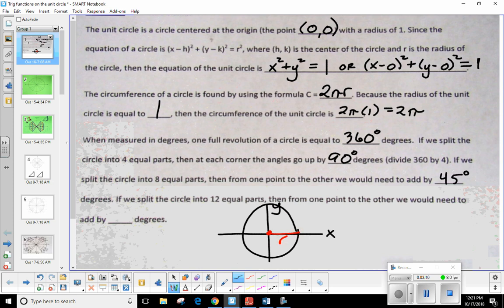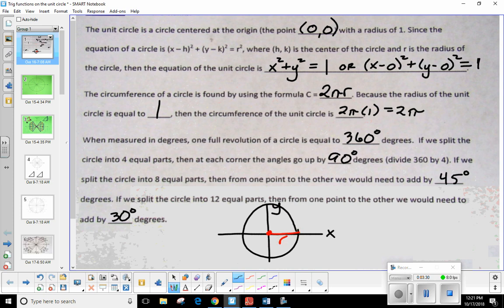45 degrees. Now, if we split the circle into 12 equal parts, it's going to be 30. 360 divided by 12 would be 30 degrees. That's exactly right. Now, we're going to use those two, the 30 and the 45 degrees, to help me when it comes to the radian measures.